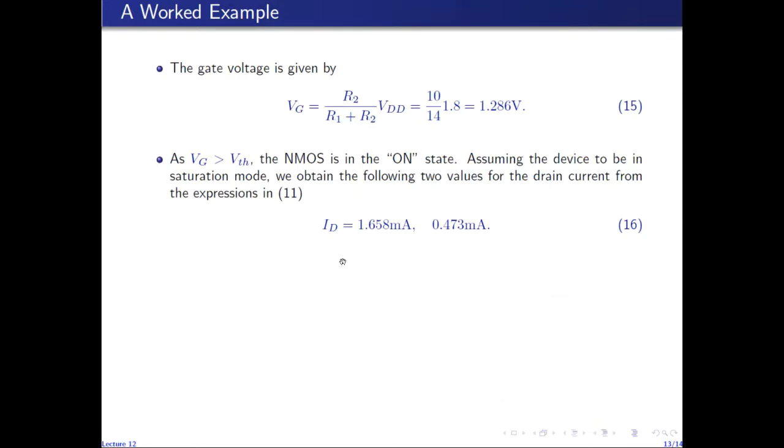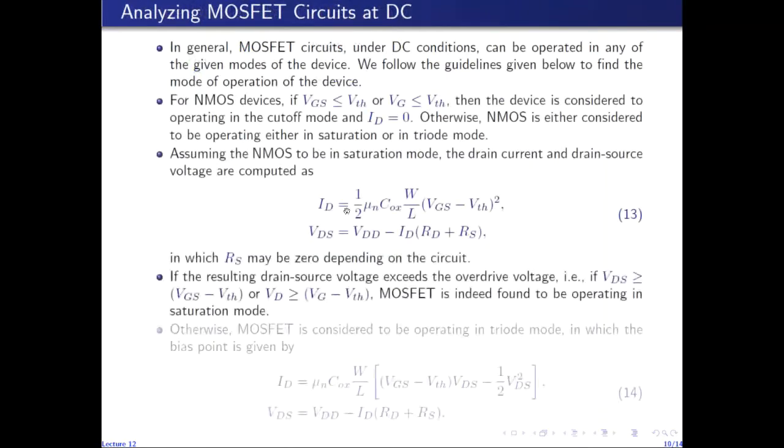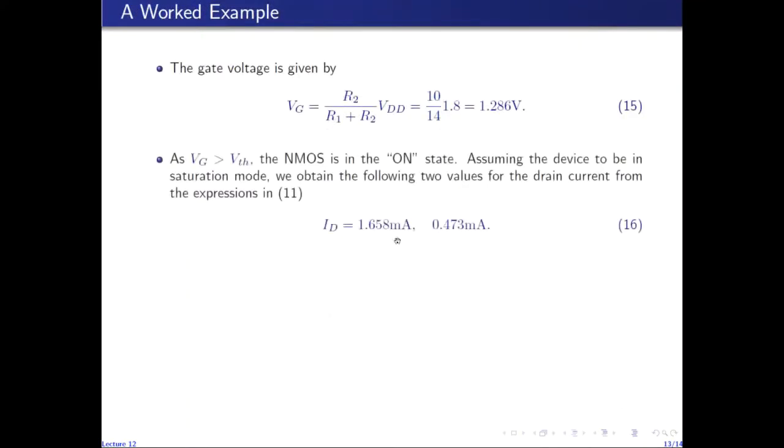Assuming that the device is in saturation mode, we can obtain the following two values for the drain current using the expression for the drain current which I introduced earlier. Because of this circuit, using this quadratic equation, I can find two roots for ID. The two roots are 1.66 milliamperes and 0.47 milliamperes. Only one of these is valid. The other one is extraneous.